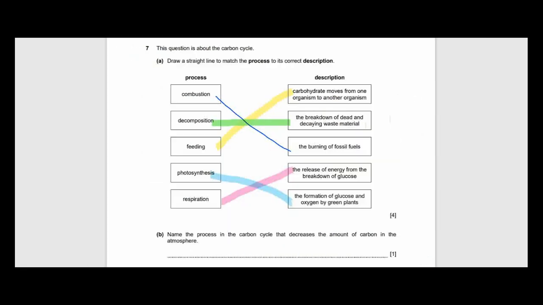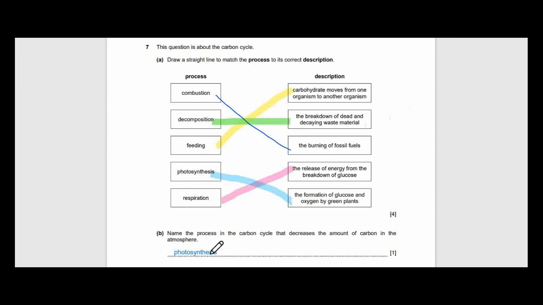Let's move on. 7b. Name the process in the carbon cycle that decreases the amount of carbon in the atmosphere. 10 seconds. 10, 9, 8, 7, 5, 4, 3, 2, 1. Well, let's open up the answer. It is photosynthesis. Easy, right?